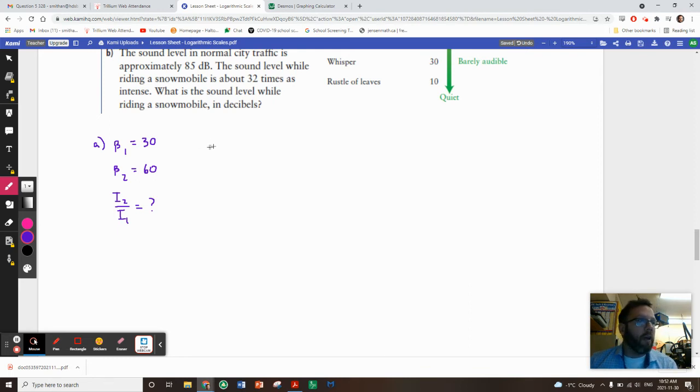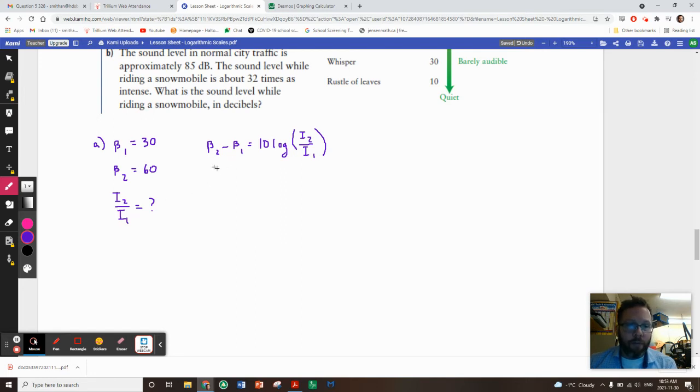So we can use our equation. I'll just write it out here. Beta 2 minus beta 1 equals 10 times the log of I2 over I1. Again, the 10 is there because on the decibel scale, unlike the pH scale, an increase of 10 corresponds to a factor of 10. Whereas with the pH scale, an increase of 1 on the pH scale corresponds to an increase by a factor of 10.